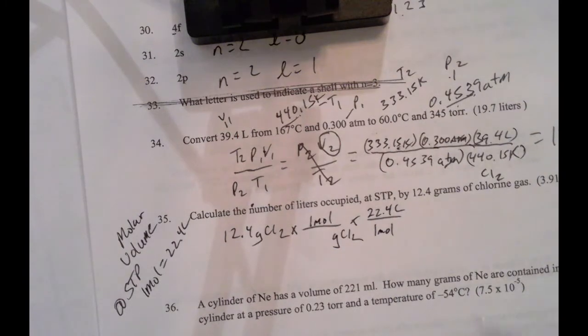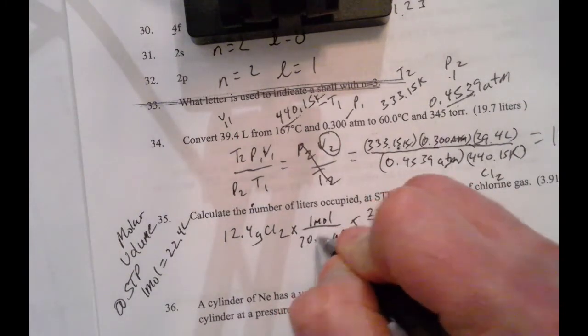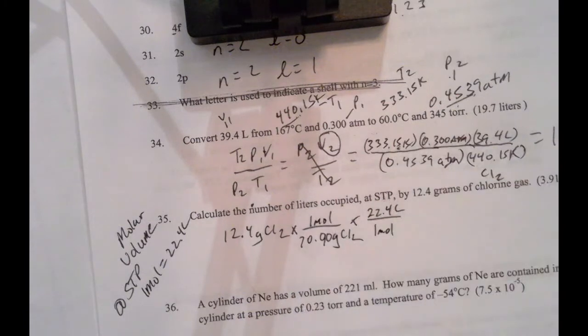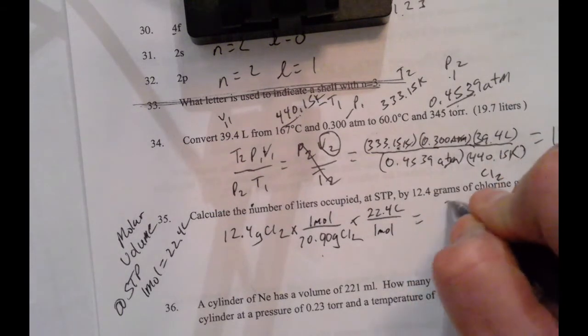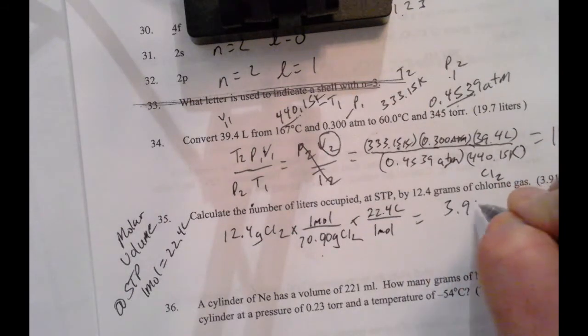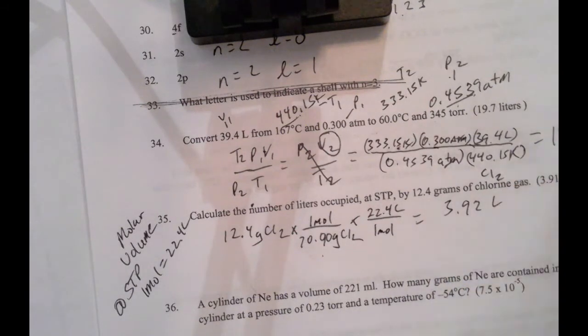35.45 times 2. It's 70.9. So 70.90. 12.4 divided by 70.9 times 22.4. That would be about 3.9176. 3.92 liters.